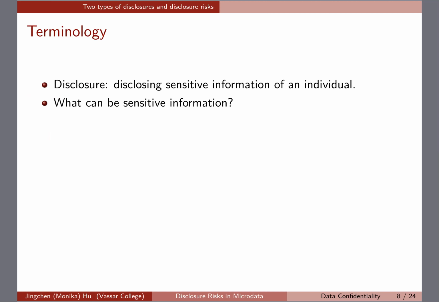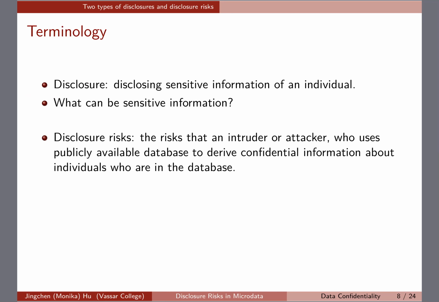Sensitive information, I guess we talked about it earlier. Disability, especially for the ACS survey, could be one, and place of birth, and in other surveys, geographic information, and also income. Those can be sensitive information, and disclosing information like that will be a disclosure. Then the risks associated with the disclosures, we call them disclosure risks. That is when an intruder or attacker, whoever you want to define it as, uses a publicly available database to derive confidential information about individuals who are in the data.